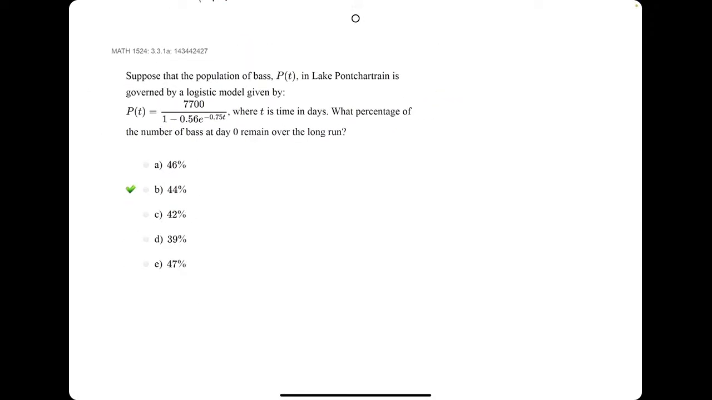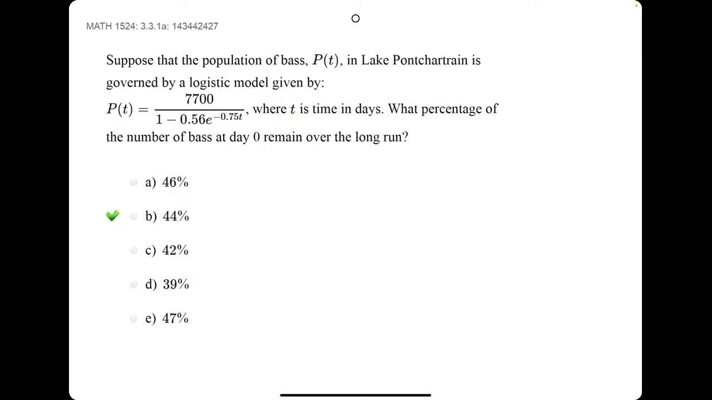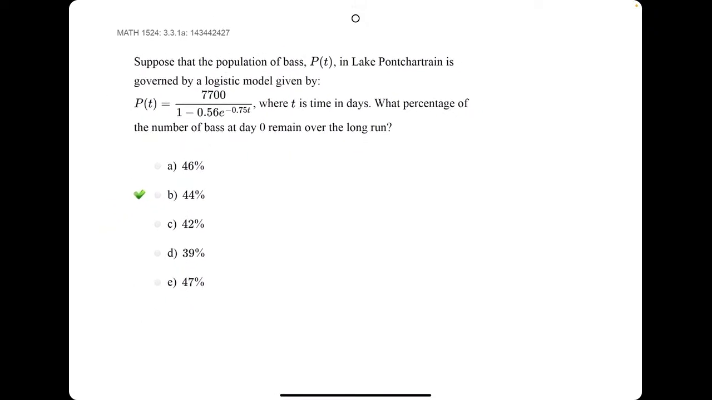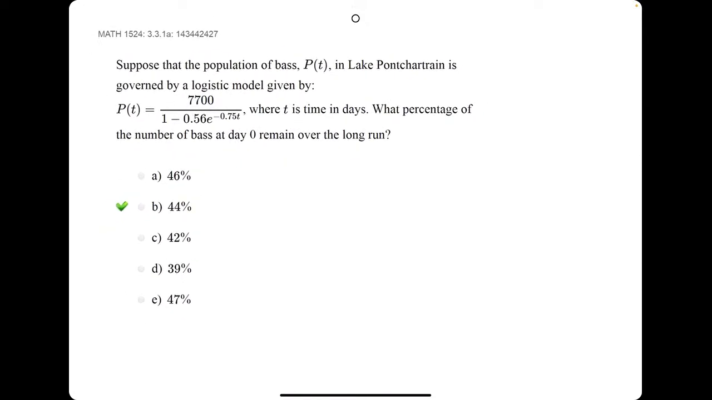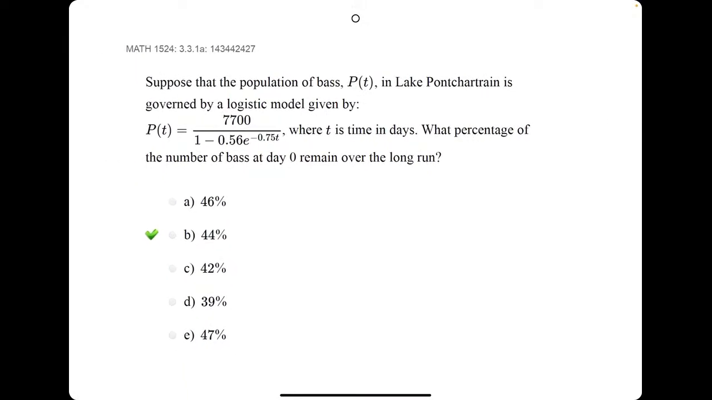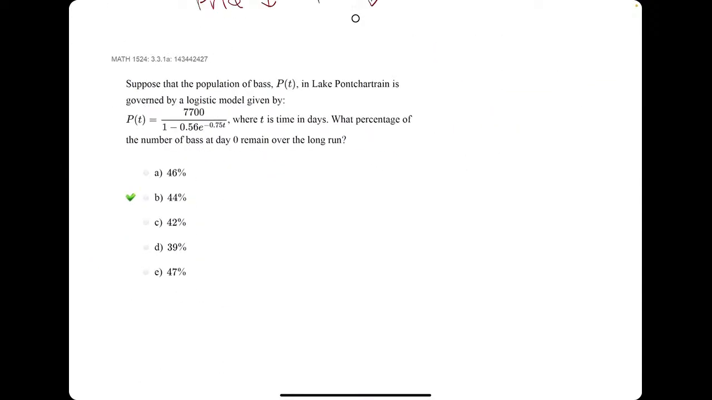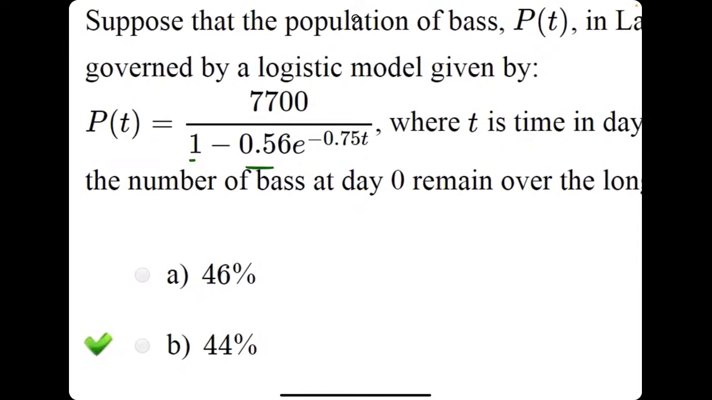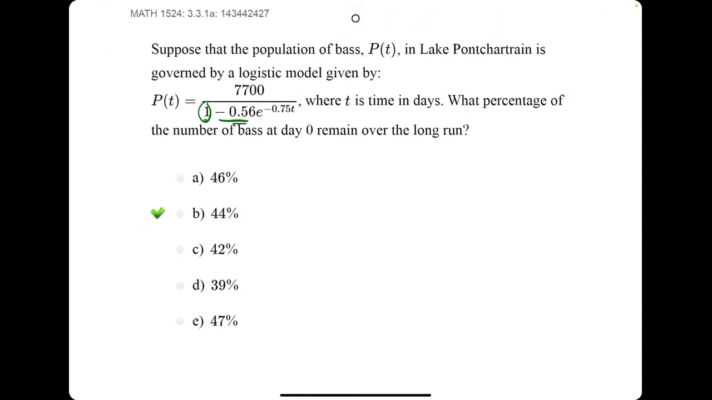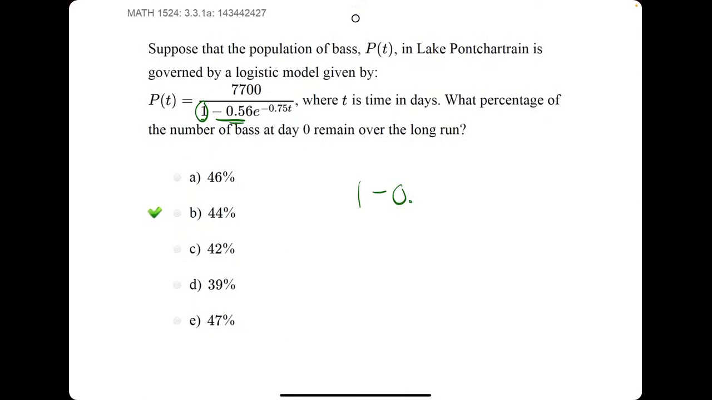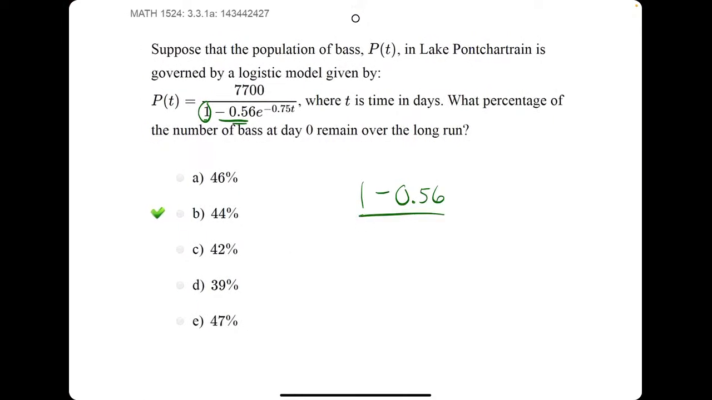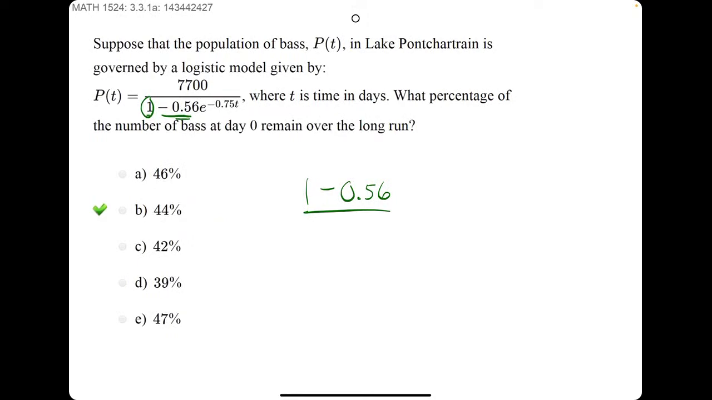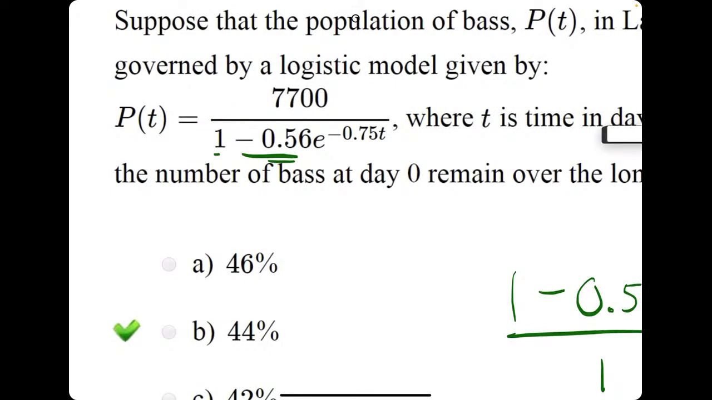So we have a population of fish, and they always give this P population function. What I'll talk to is basically just the shortcut for this one. Whenever you see this problem, no matter which fish they're talking about, the shortcut is taking the two numbers from the denominator, in this case 1 minus 0.56. We're going to perform whatever that operation is between the two of them, and then we will divide that number by the number that's not attached to the e term.